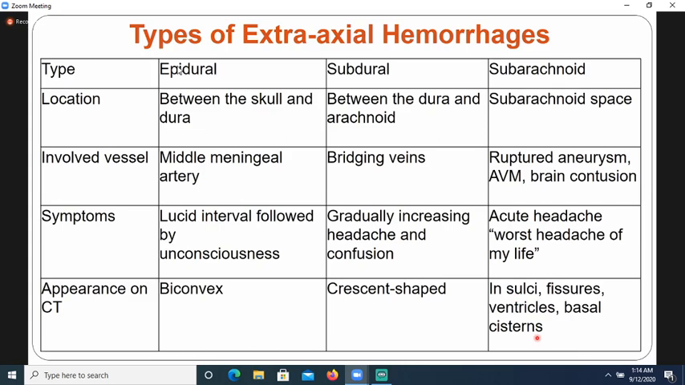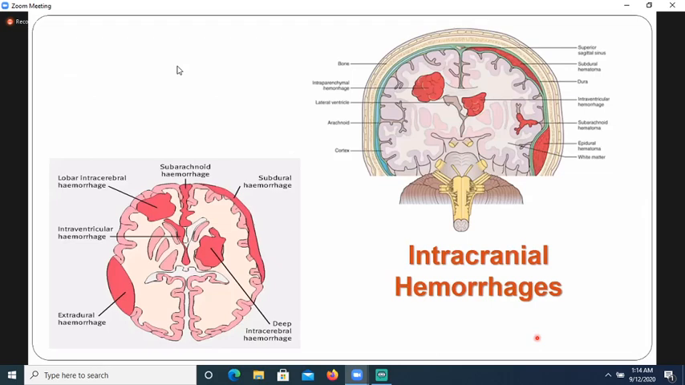This is the diagrammatic representation of the various types of intracranial hemorrhage. This is the intraparenchymal hemorrhage within the brain parenchyma, and this is within the ventricle, so intraventricular hemorrhage. Epidural hemorrhage is biconvex, between the skull and the dura. The subdural is a crescent shape between the dura and the arachnoid, while the subarachnoid is within the sulci and in the fissures.